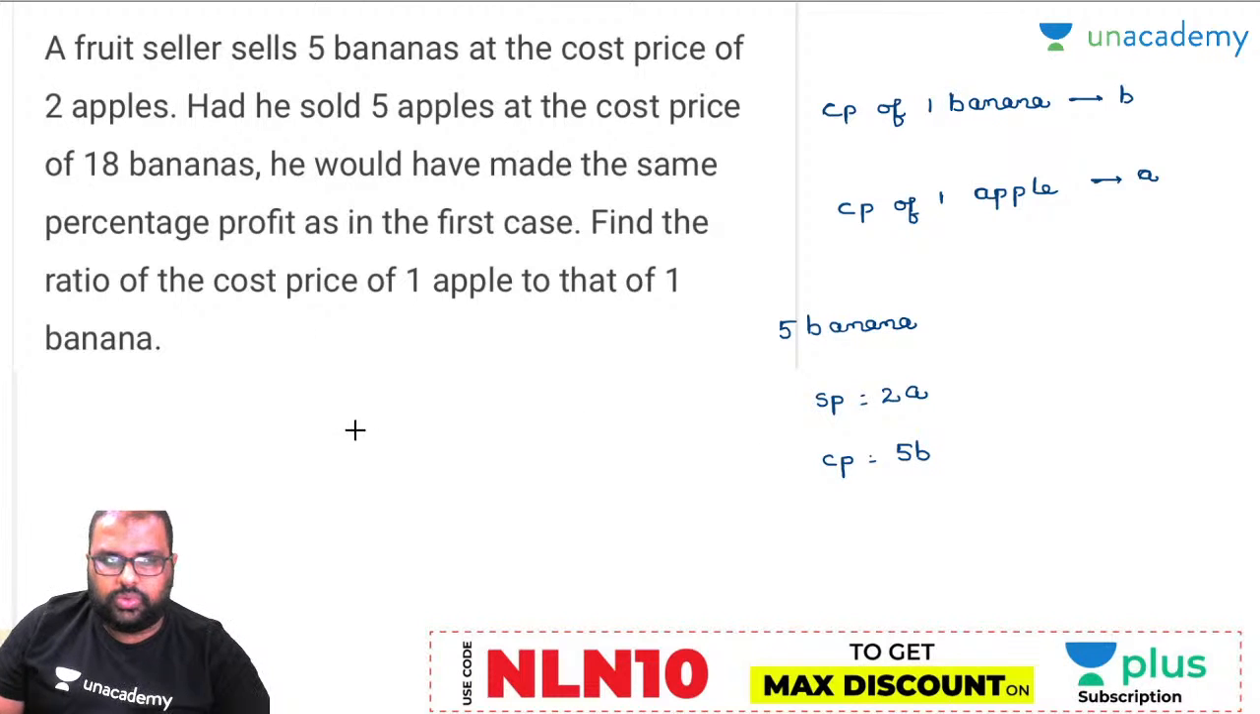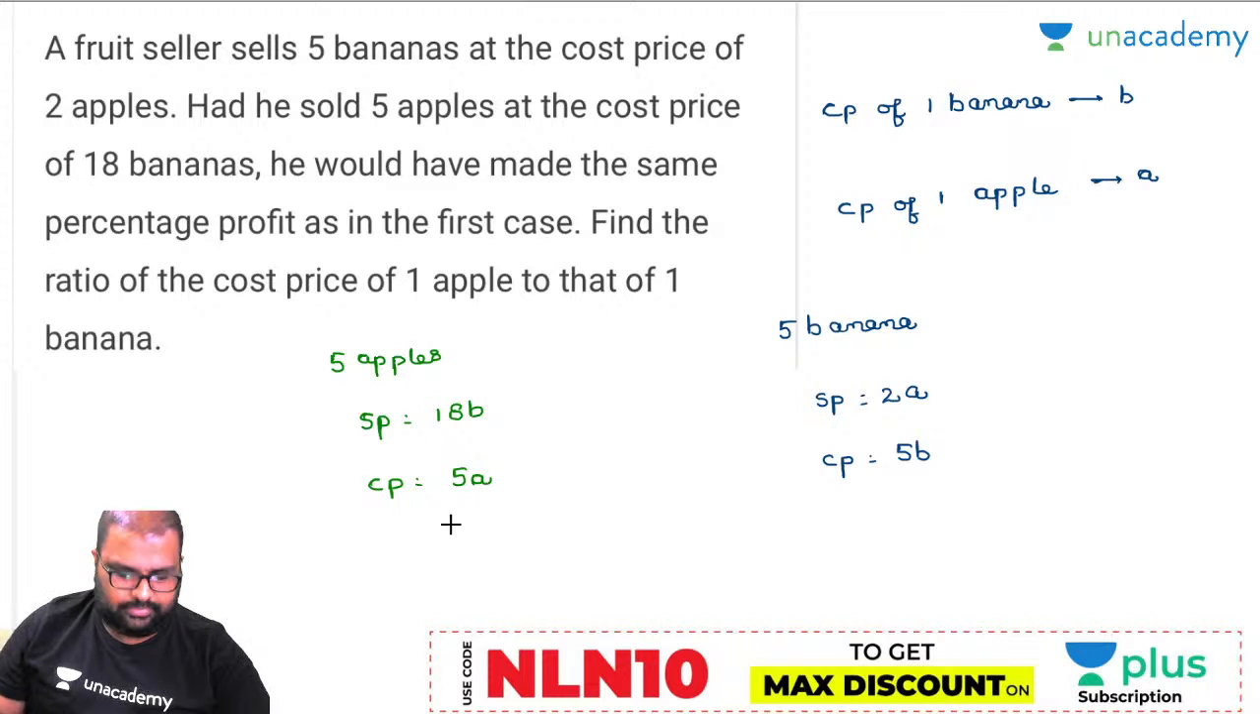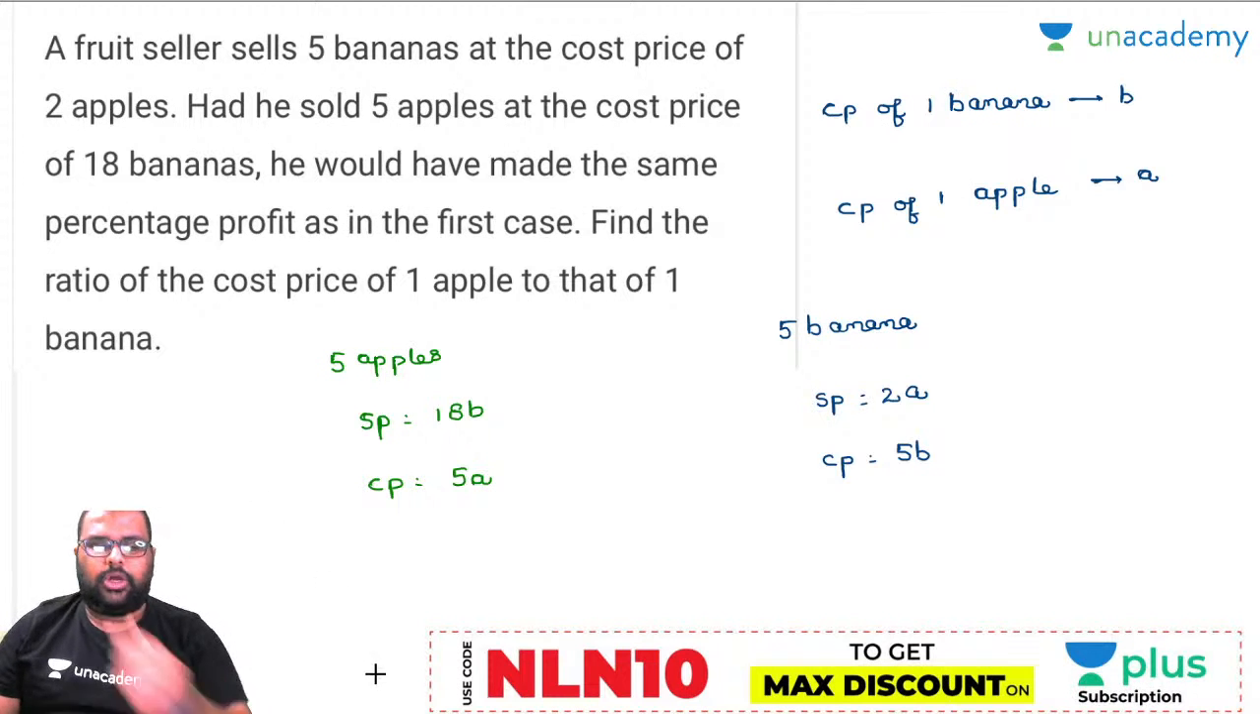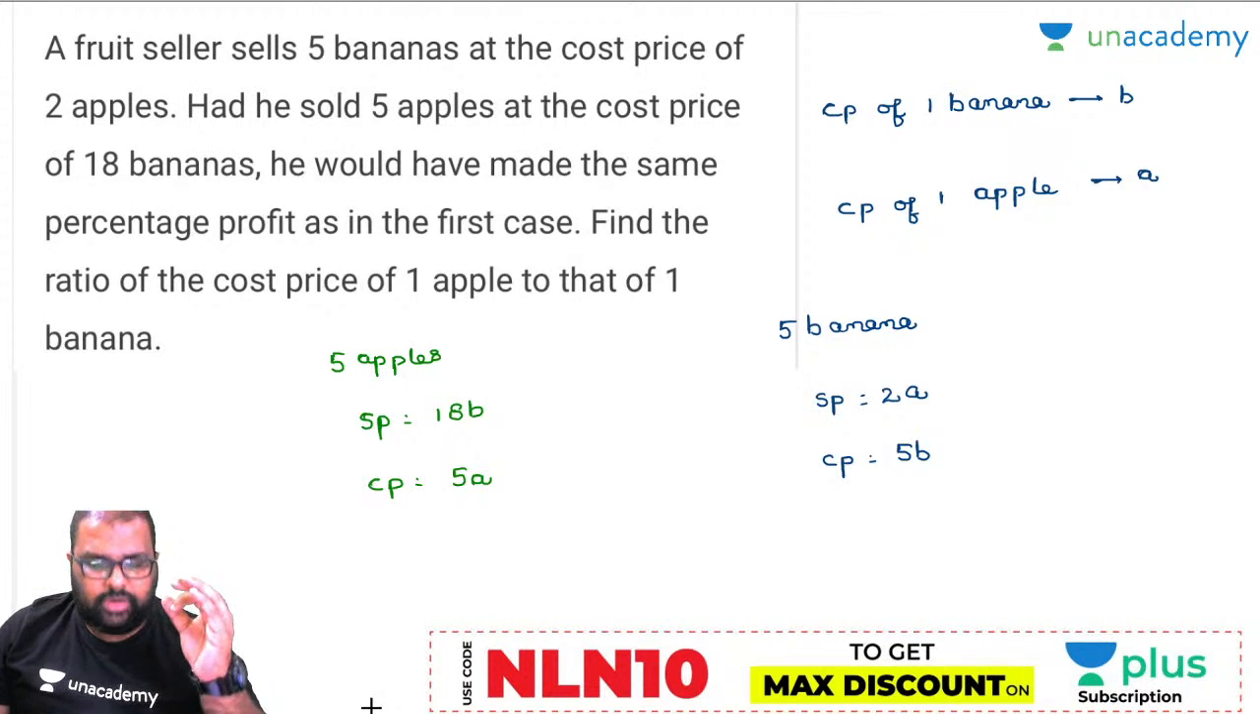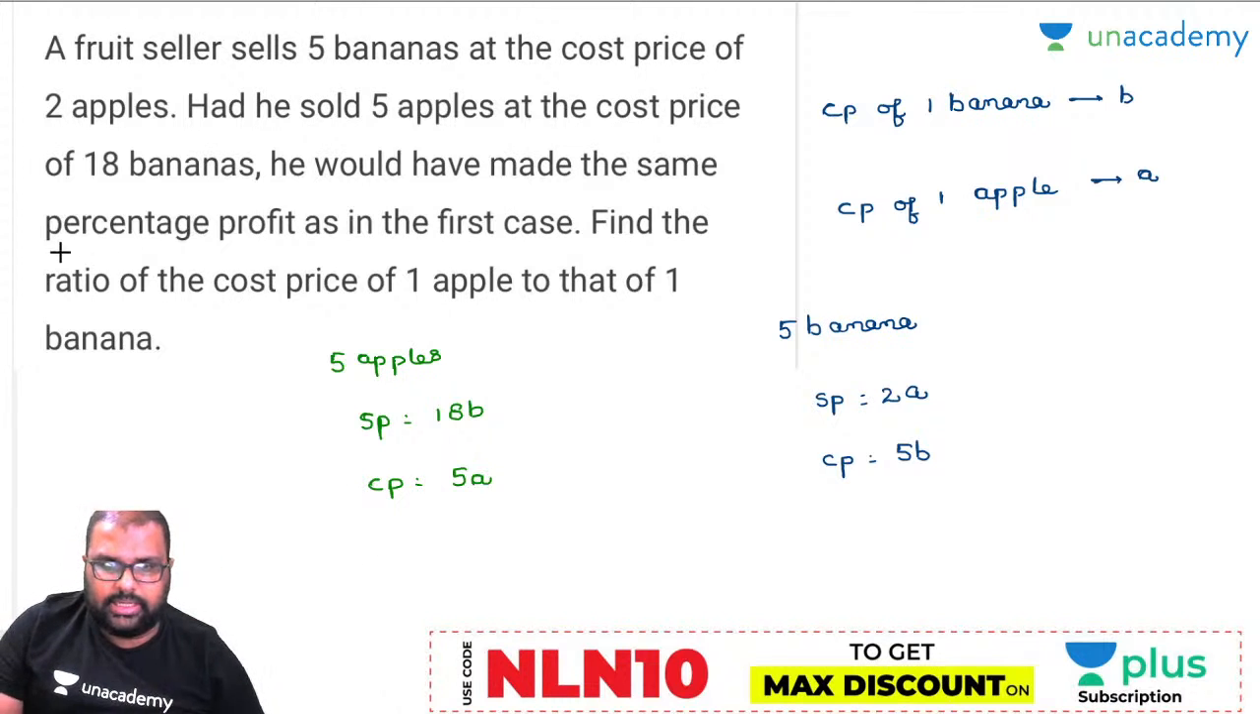Now let us come to the next one. 5 apples. So he sold 5 apples. I am writing down the data regarding 5 apples. So the selling price of 5 apples is equal to 18 bananas, so it is 18B. And what will be the cost price of 5 apples? Is it 5A? Done, perfectly done. And once observe the options there, what is the thing there? He would have made the same percentage profit as in the first case.